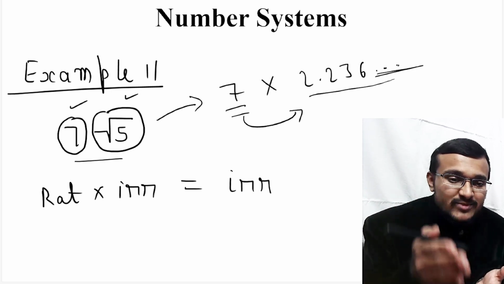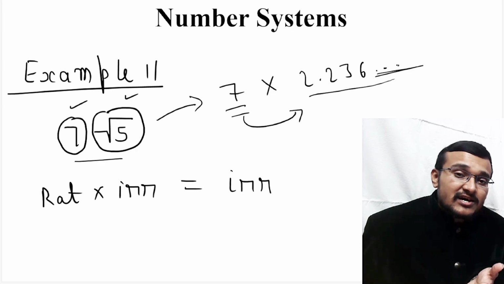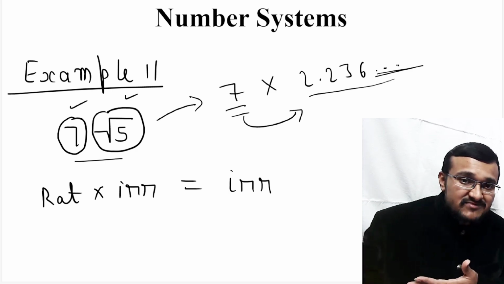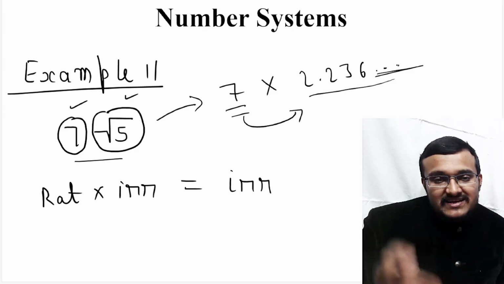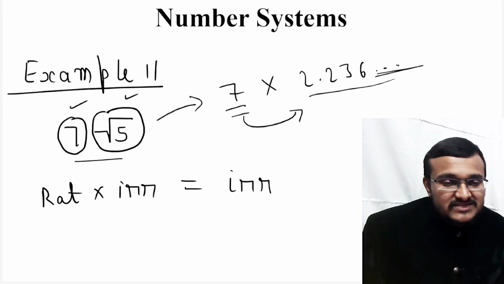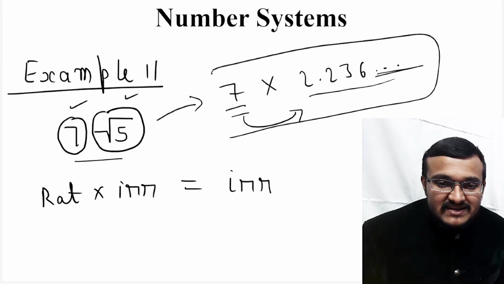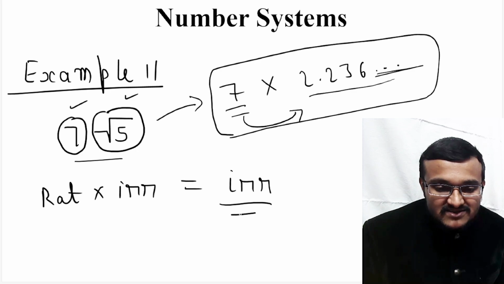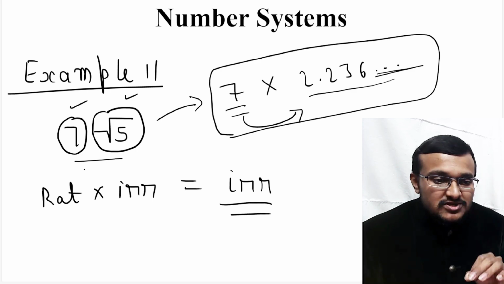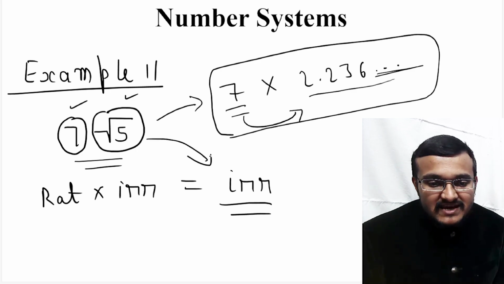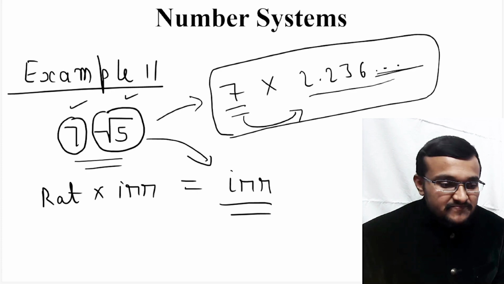So that means when you multiply a rational number with that non-ending or non-terminating decimal expansion, then again you will get a non-ending or non-terminating decimal expansion. So that's why whenever you multiply a rational number with an irrational number, you will get an irrational number only. So 7 root 5 is an irrational number.